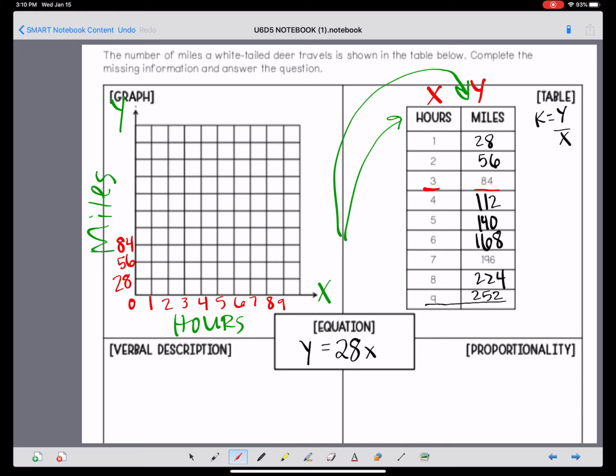So here we go. I'm going to keep adding 28 each time. So if I keep doing that, my next number will be 112 and then 140. I'm just writing the same exact numbers that I had on my table because all of these numbers go up by 28 each time.